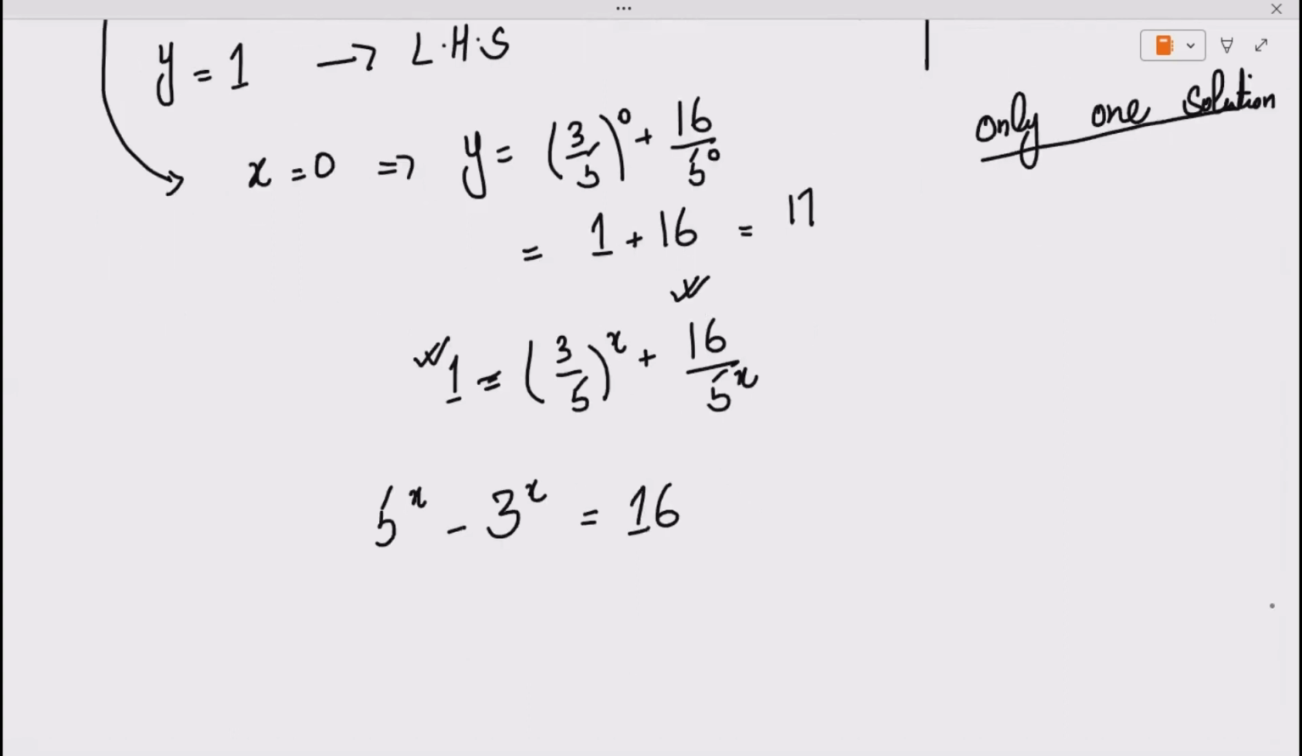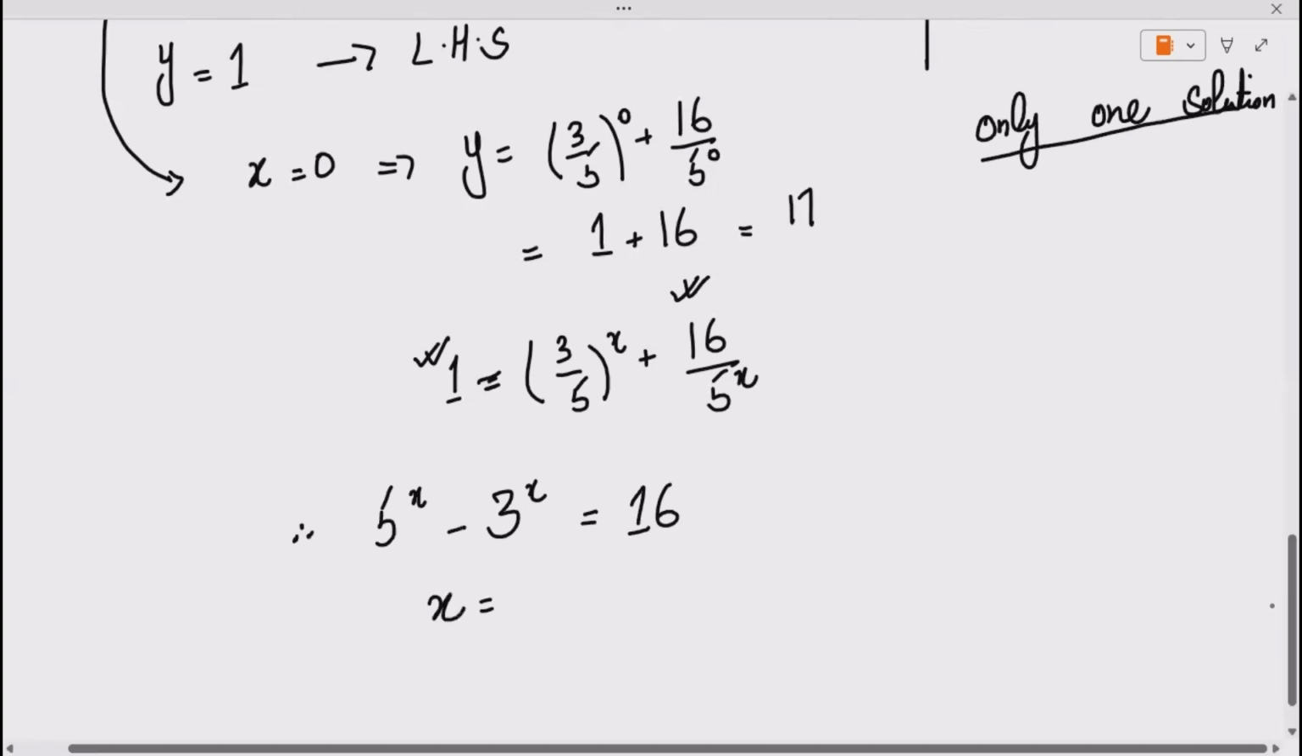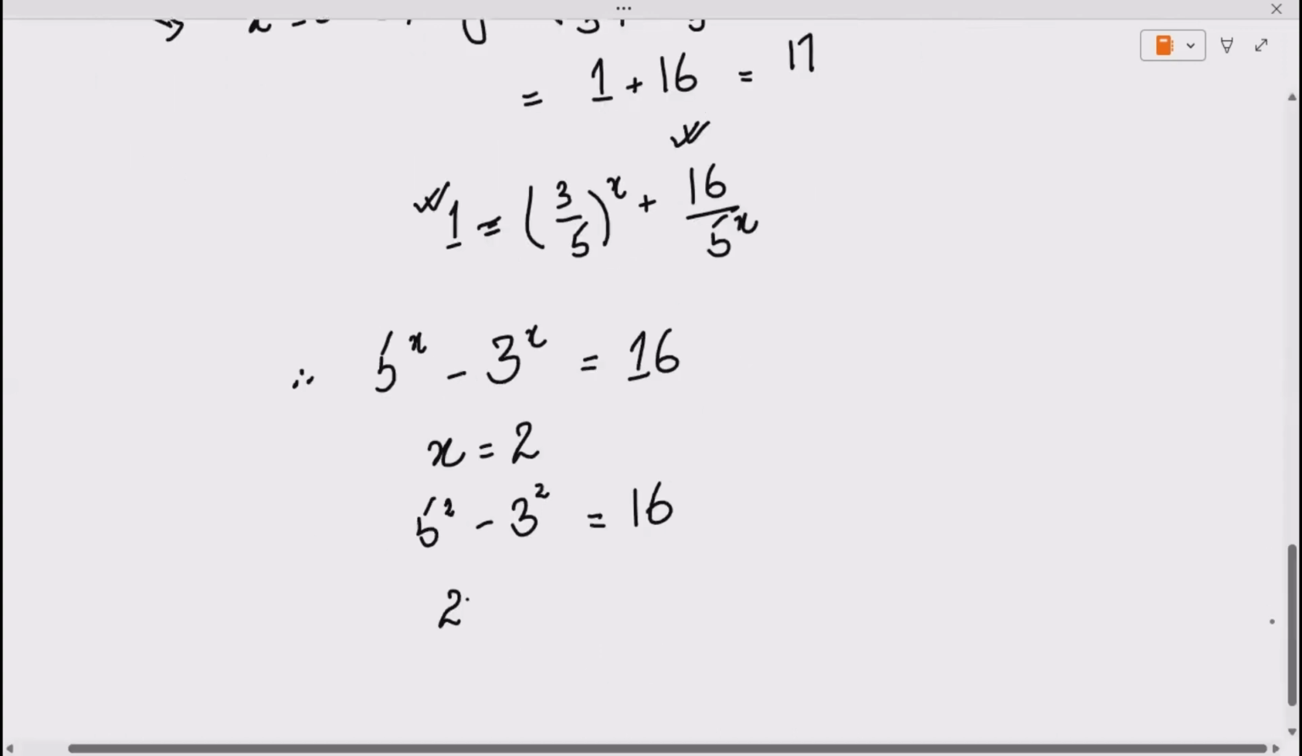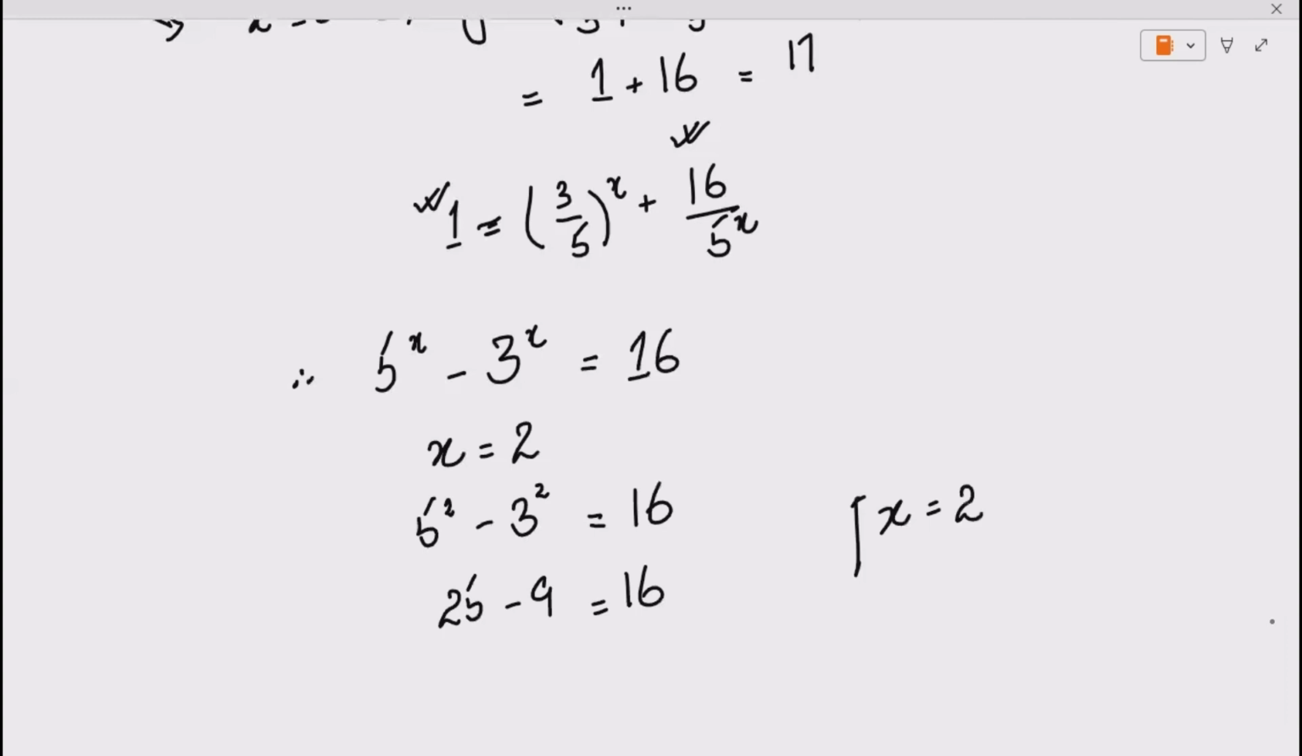What this solution is, you can find out by hit and trial, and the solution is really easy. Just put x equals 2, right? So 5 raised to the power 2 minus 3 raised to the power 2 equals 16. 5 raised to the power 2 is 25, minus 9, we know it equals 16. So actually x equals 2 is the answer. But most importantly, we know that there is no other answer, because we found out that this equation has only one solution. I hope you enjoyed this video.